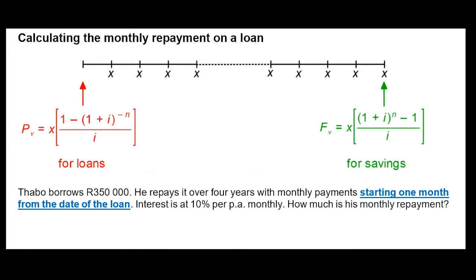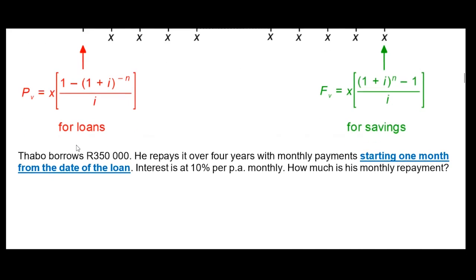So now we're going to look at a loan. Thabo borrows 350,000 Rand. He repays it over 4 years with monthly payments starting 1 month from the date of the loan. Interest is at 10% per annum compounded monthly, and how much is his monthly repayment? So what we are looking for is what values of X, starting 1 month from today, will give us a present value of 350,000 Rand.